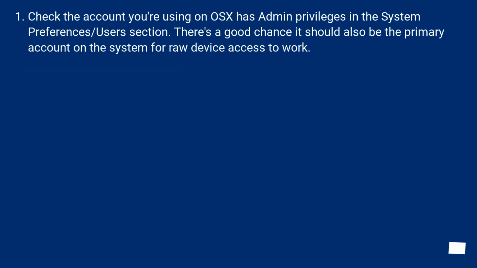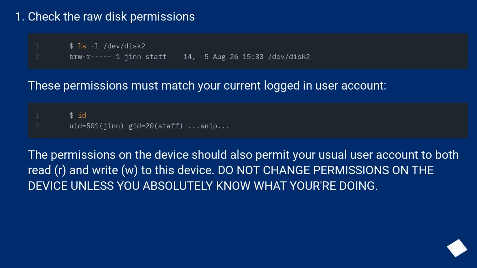Check the account you're using on OS X has admin privileges in the System Preferences, Users section. There's a good chance it should also be the primary account on the system for raw device access to work. Check the raw disk permissions. These permissions must match your current logged in user account. The permissions on the device should also permit your usual user account to both read (R) and write (W) to this device. Do not change permissions on the device unless you absolutely know what you're doing.